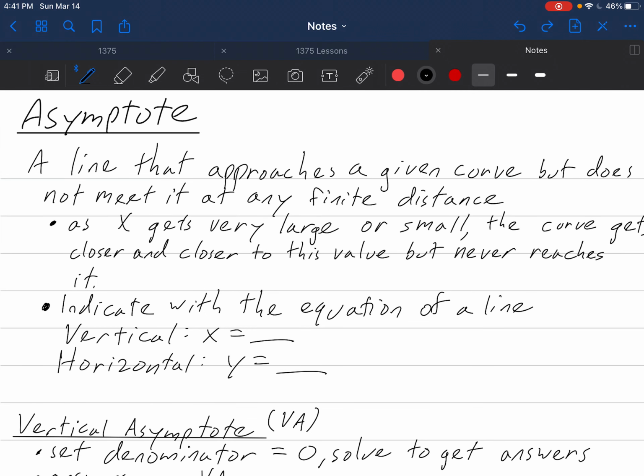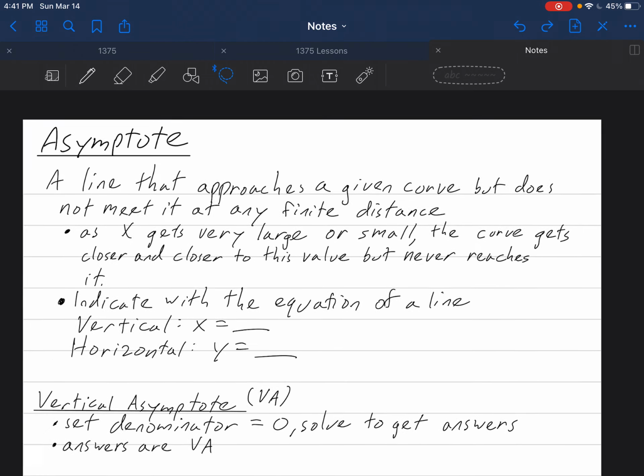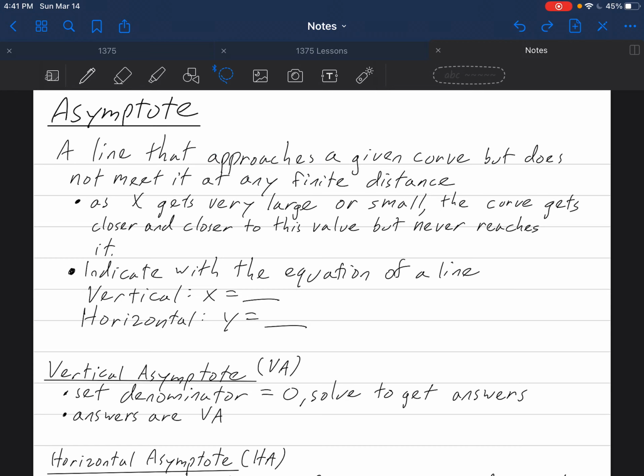Let's start talking first about what is called an asymptote. A-S-Y-M-P-T-O-T-E. It's pronounced asymptote. An asymptote is a line that approaches a given curve but does not meet it at any finite distance. And here's what that means. When I say a given curve, I'm talking about the graph on an xy axis of this rational function.